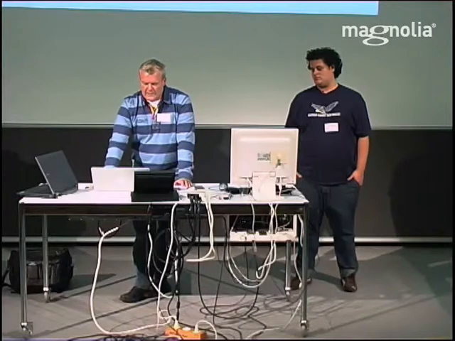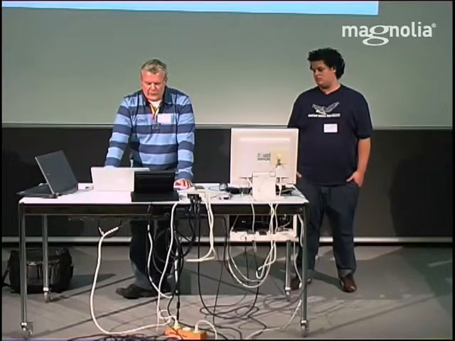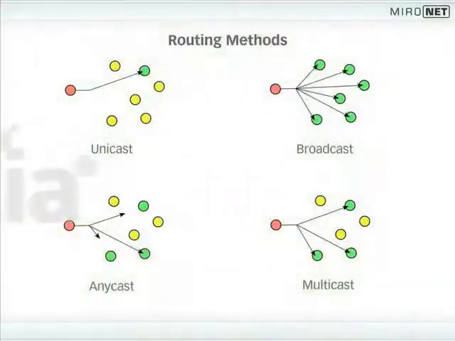So let's first have a short overview on routing methods. Top left, we have unicast. Unicast is commonly used on the internet. Requests are sent to a single network destination identified by a unique address. I'm sure you all know this. This is happening all the time on the internet.